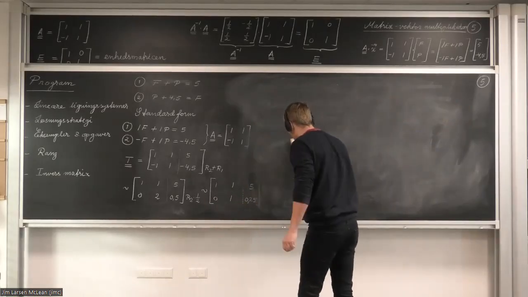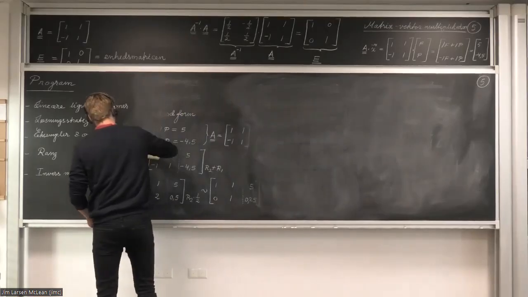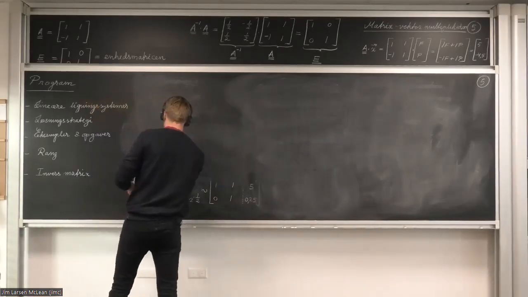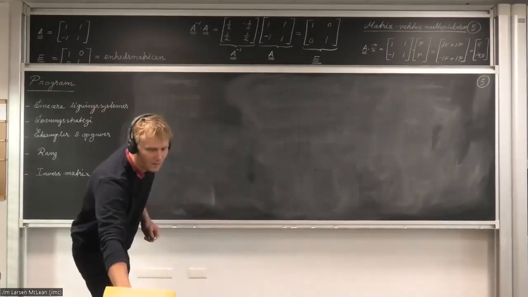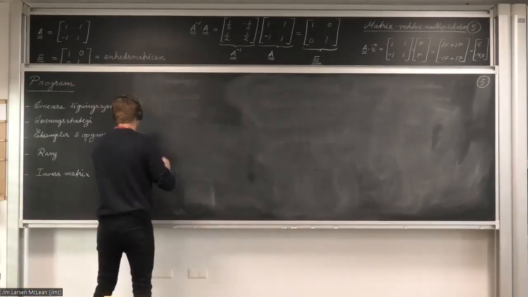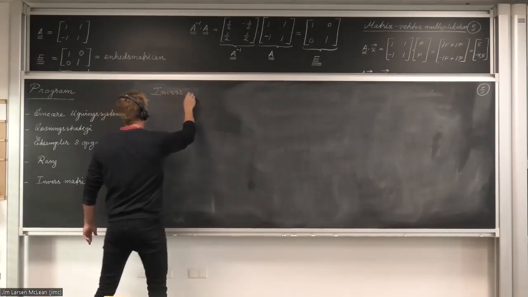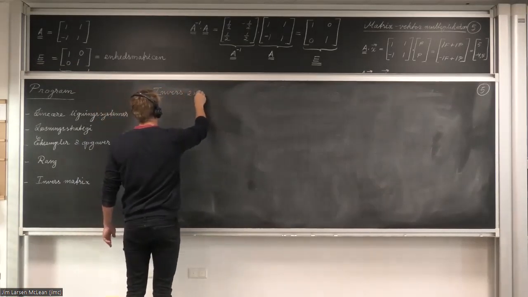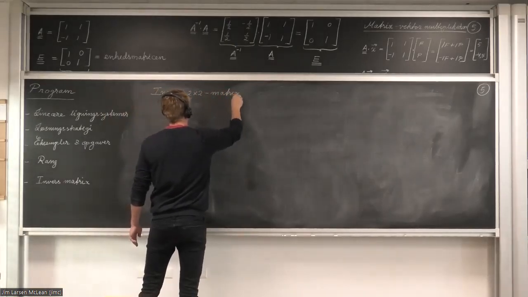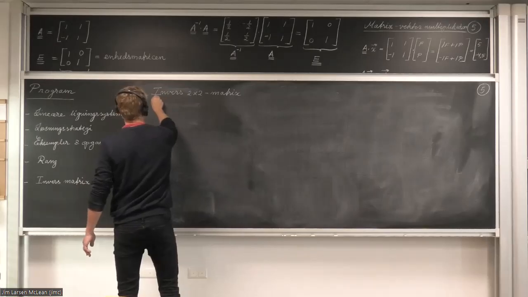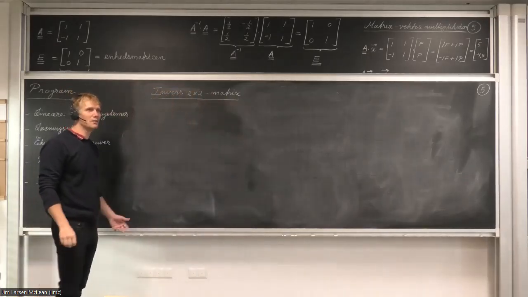So the headline is Inverse matrix, 2 by 2 matrix. The method I'm showing here can only be used for a 2 by 2. There are methods for 3 by 3 and 4 by 4, etc.